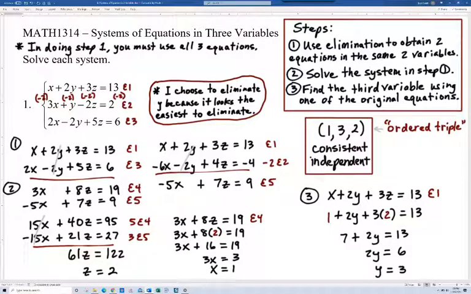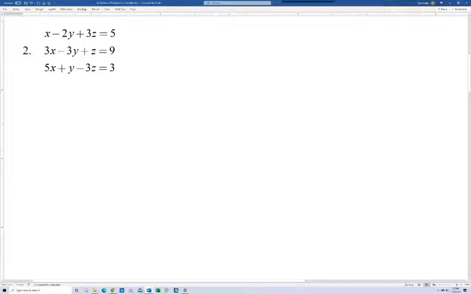All right, let's move on to the next problem. All right, so in number 2 here, go ahead and look at this one and think about which variable you would like to eliminate.